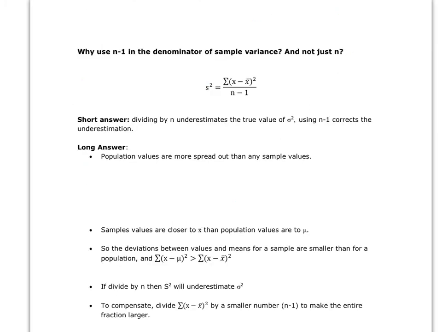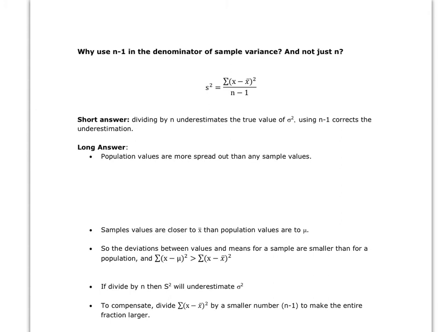You may be wondering about using n-1 in the denominator of sample variance instead of just n. I kind of glossed over that. I didn't really give any reasons why. So I'm going to give you two answers. One short answer is if we just divide by n, it's going to underestimate the true population variance, or sigma squared. And by using n-1, it corrects that underestimation.